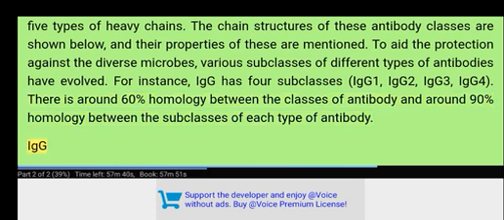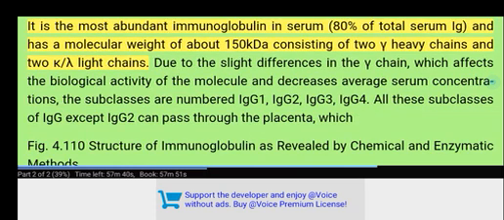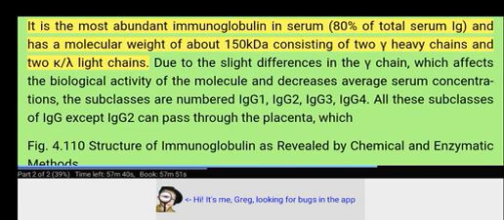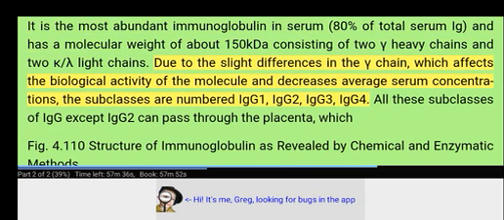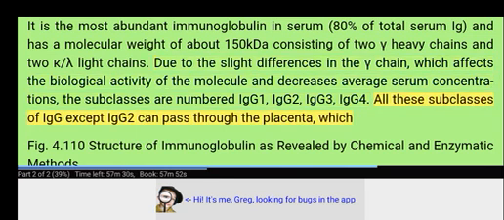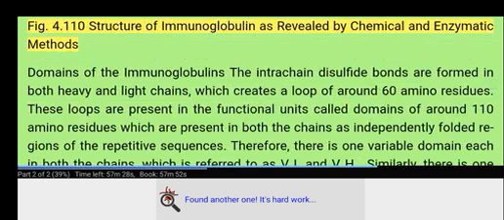IgG. It is the most abundant immunoglobulin in serum, 80% of total serum Ig, and has a molecular weight of about 150 kDa, consisting of 2 gamma heavy chains and 2 kappa or lambda light chains. Due to slight differences in the gamma chain, which affect the biological activity of the molecule and decrease average serum concentrations, the subclasses are numbered IgG1, IgG2, IgG3, IgG4. All these subclasses of IgG except IgG2 can pass through the placenta. Figure 4.110: structure of immunoglobulin is revealed by chemical and enzymatic methods.